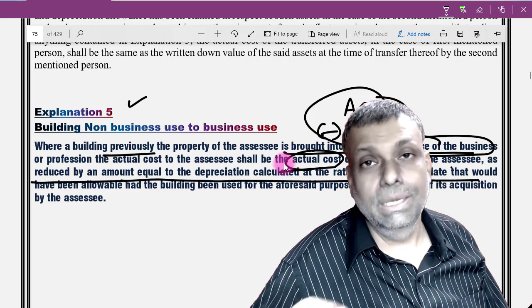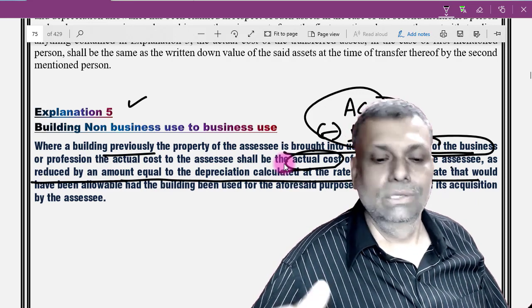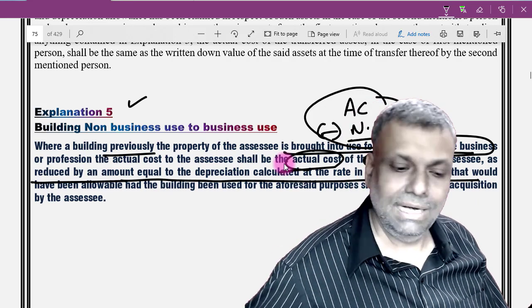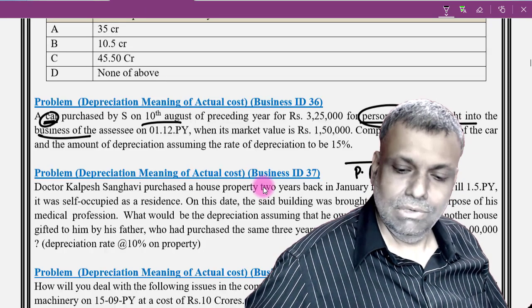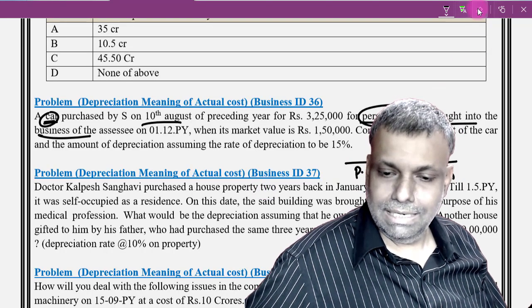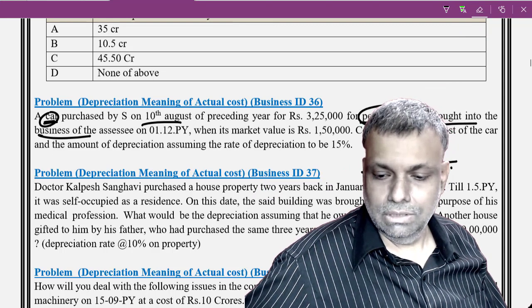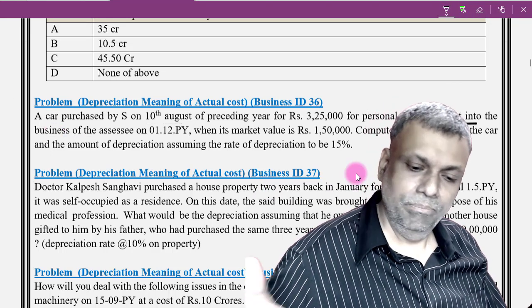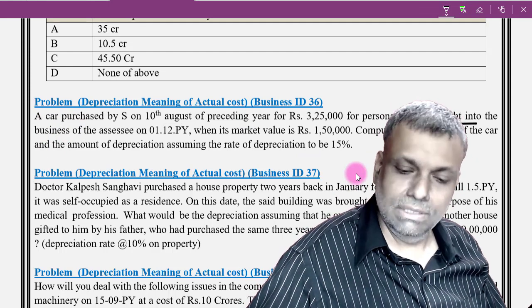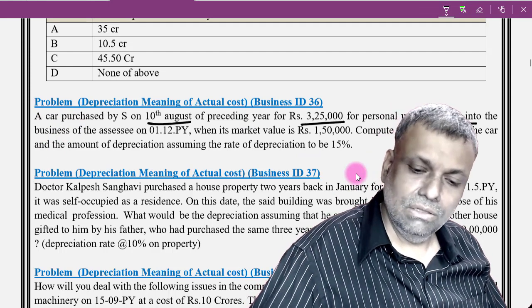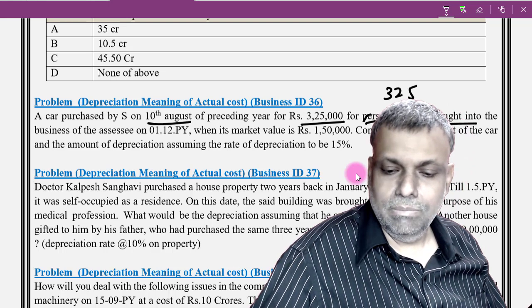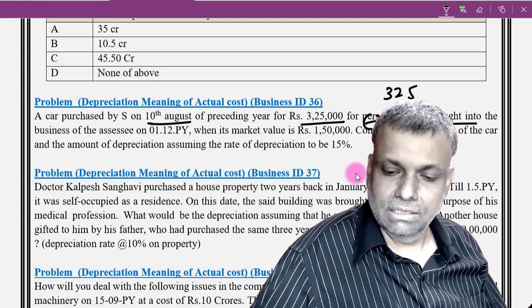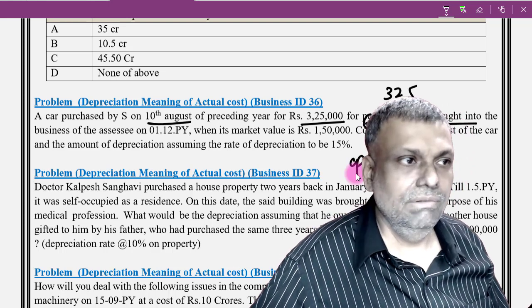But the debate here is that many people use this explanation even for other assets, so subject to that, I will apply the same concept, but I have an apprehension about this discussion. So what I will do is, this is your 3,25,000. From 10th of August, so 325 minus the depreciation for the preceding year. So this is my opening WDV.